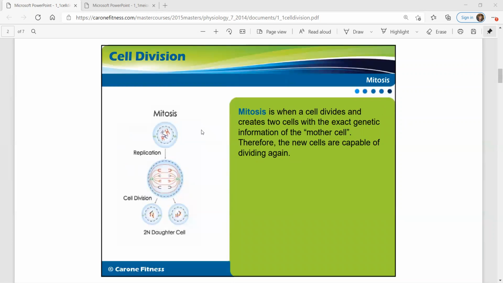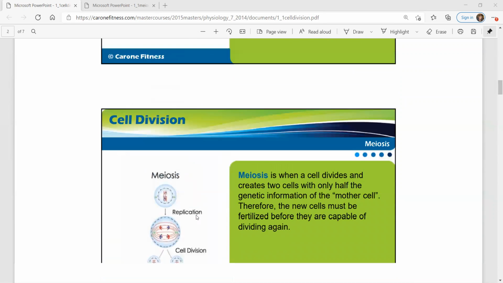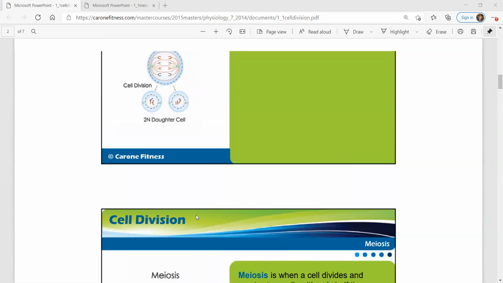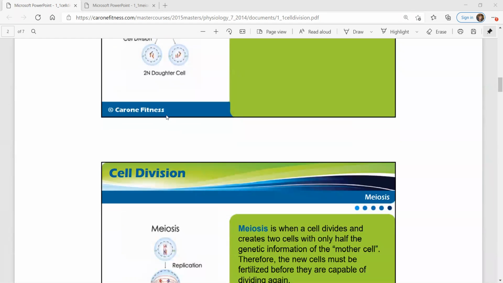Mitosis is when a cell divides and creates two cells with the exact genetic information of the mother cell. They're like identical copies. Therefore, the new cells are capable of dividing again. So we have replication, cell division. We have 2N daughter cells, and that's just how we refer to cells that have been divided.